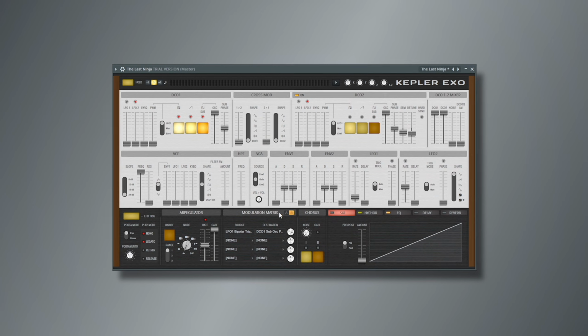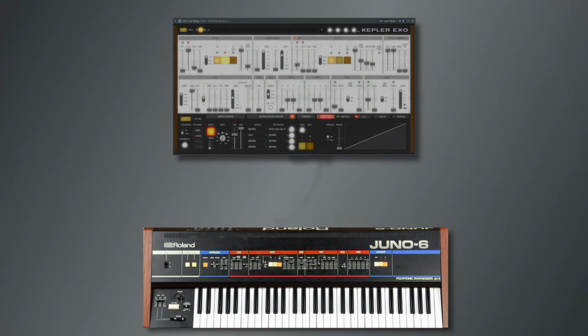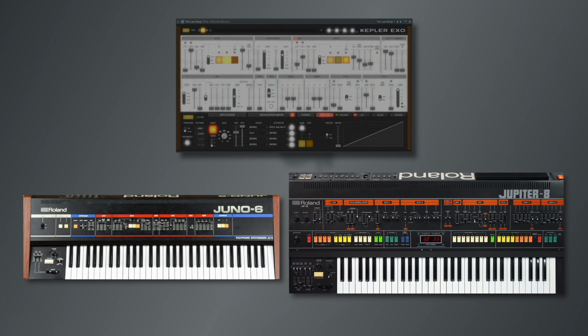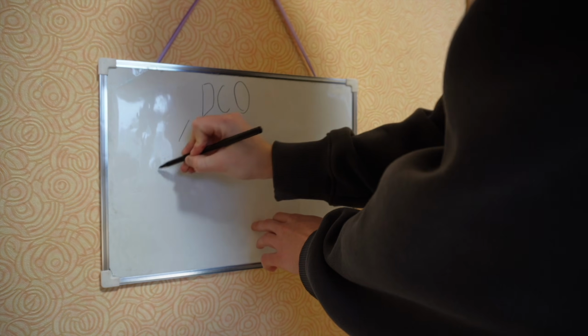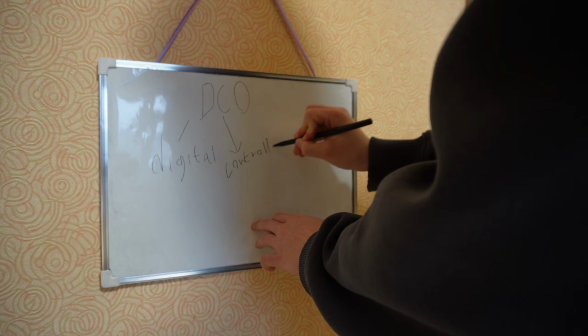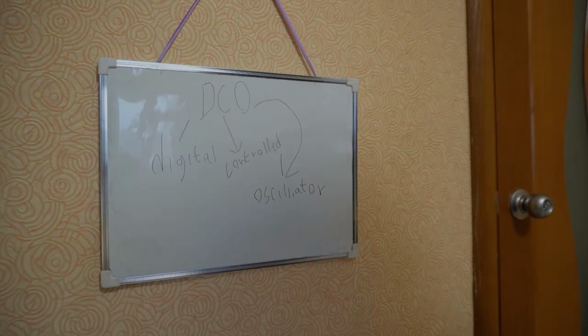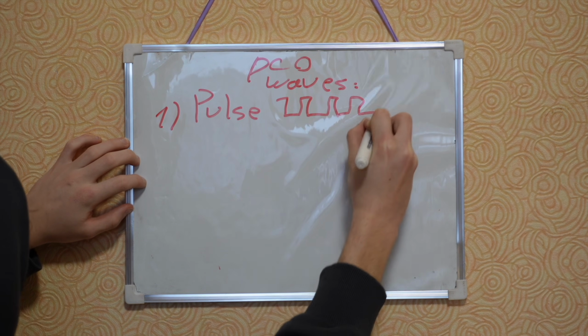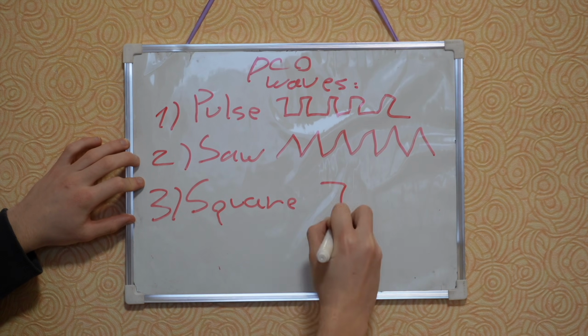Okay, so Kepler Exo is inspired by the old Roland Juno 6 and Jupiter 8 synths. One of the first things I didn't understand was DCO, and it turns out it stands for Digitally Controlled Oscillator, where we have pulse, saw and square waveforms and a couple of LFOs.